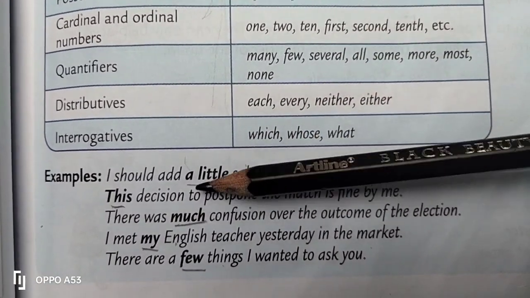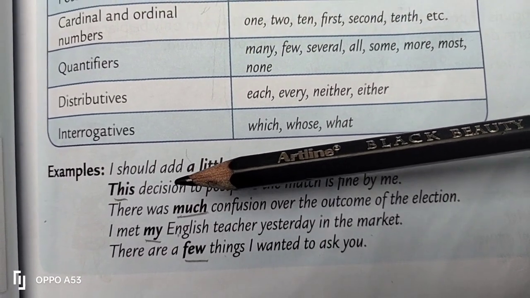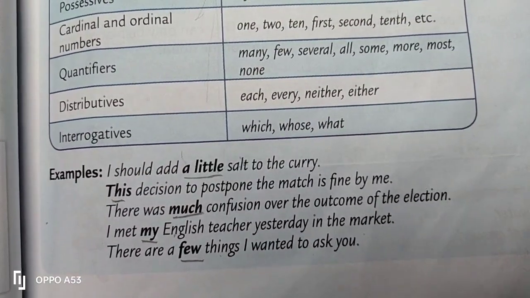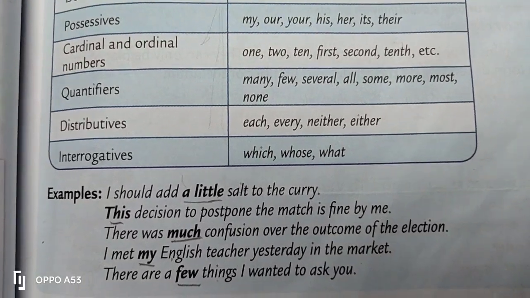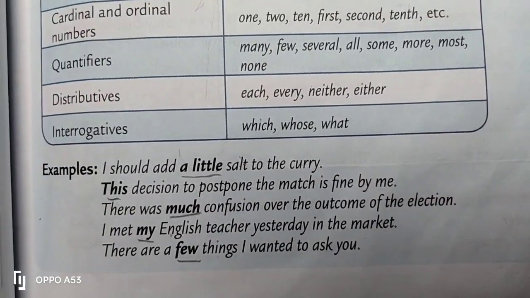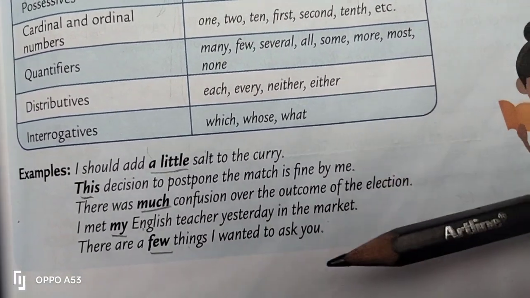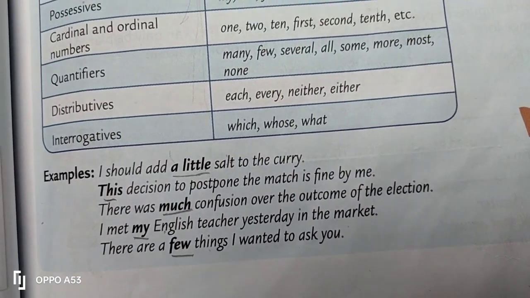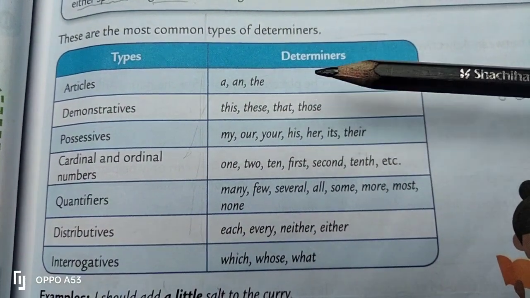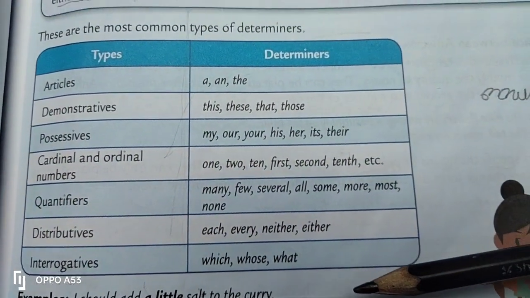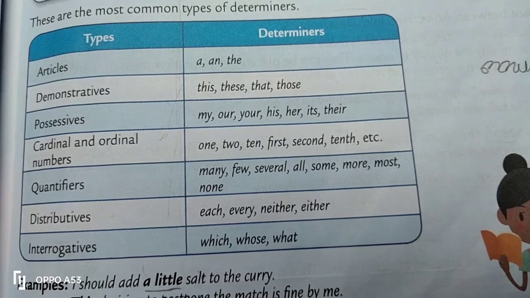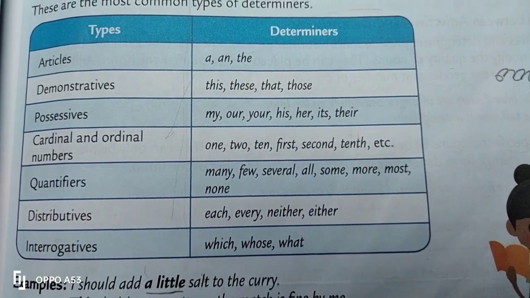Then the second example, this decision to postpone the match is fine by me. So here there is one decision, and whose decision is shown by this particular determiner. So this decision, not any other decision, this decision is referred to here. Again, there are three more examples which speak about the use of determiners in particular sentences. So, students will have to focus on these types of determiners, and you have to find and identify them in each and every passage or in every reading that you are going through.